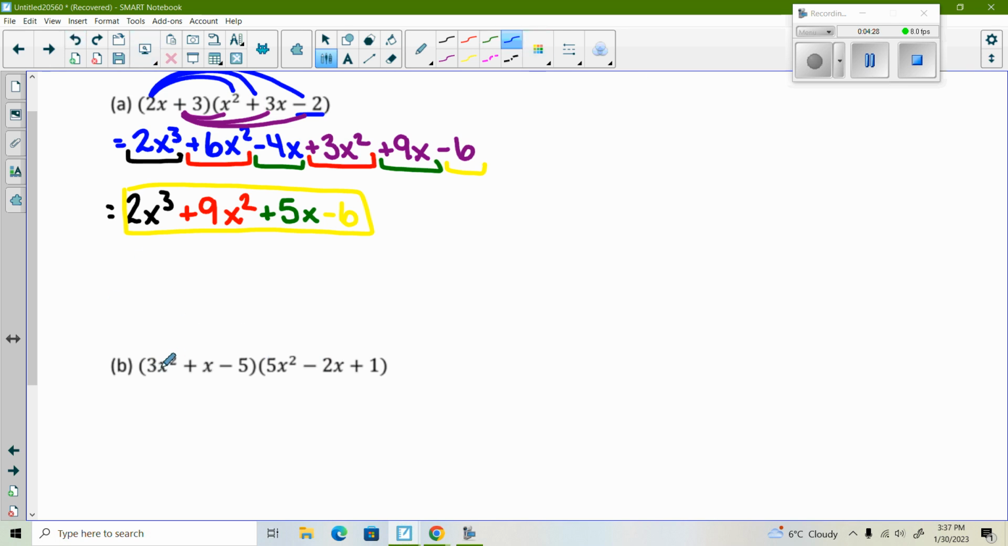Let's start with our very first term in the first bracket. Let's take 3x squared times 5x squared. Well, 3 times 5 is 15, and an x squared times an x squared is an x to the 4. Okay. Now I'm taking 3x squared times a negative 2x. So 3 times negative 2 is a negative 6, and an x squared times an x is an x to the 3.